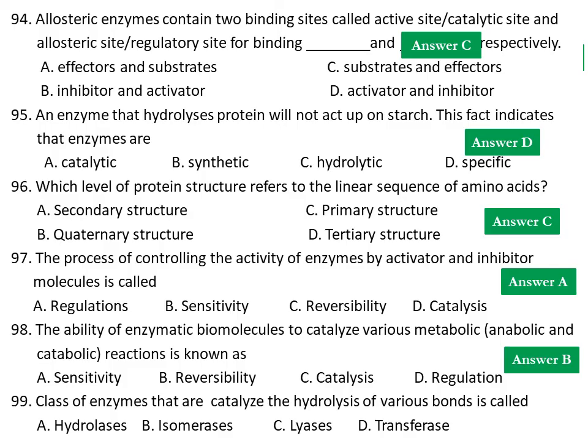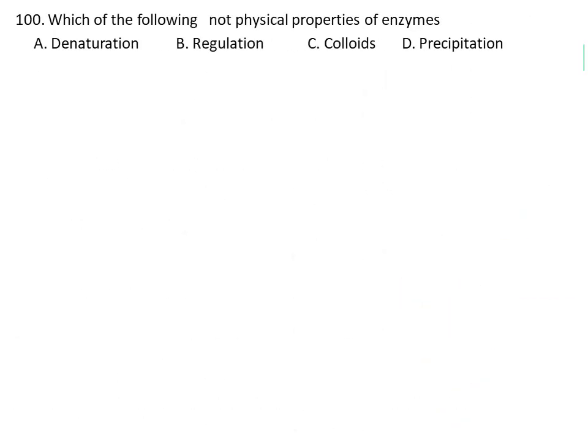Question number 99. The class of enzymes that catalyze the hydrolysis of various bonds is called A. Hydrolases. B. Isomerases. C. Lysis. D. Transferases. So the answer should be A, hydrolases.